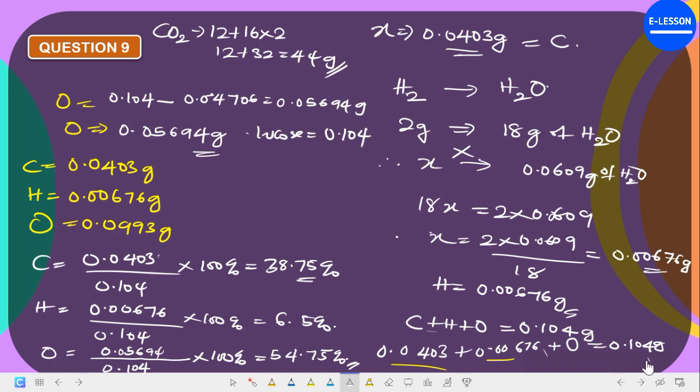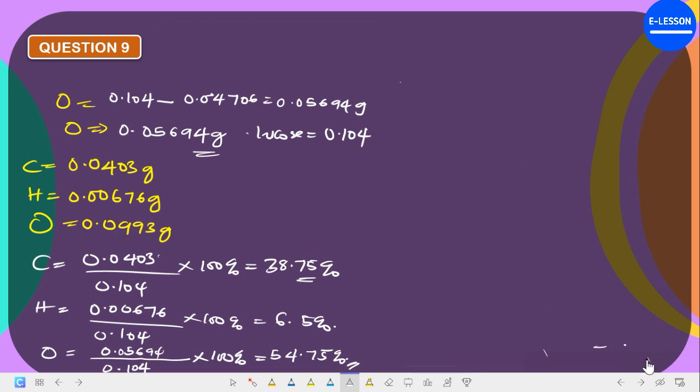Now the next thing is to calculate the empirical formula. How do we calculate the empirical formula? We take carbon, hydrogen, and oxygen, bring their percentages, which are 38.75, 6.5, and 54.75. At this point, we divide by their atomic masses. Carbon is 12, hydrogen is 1, oxygen is 16.